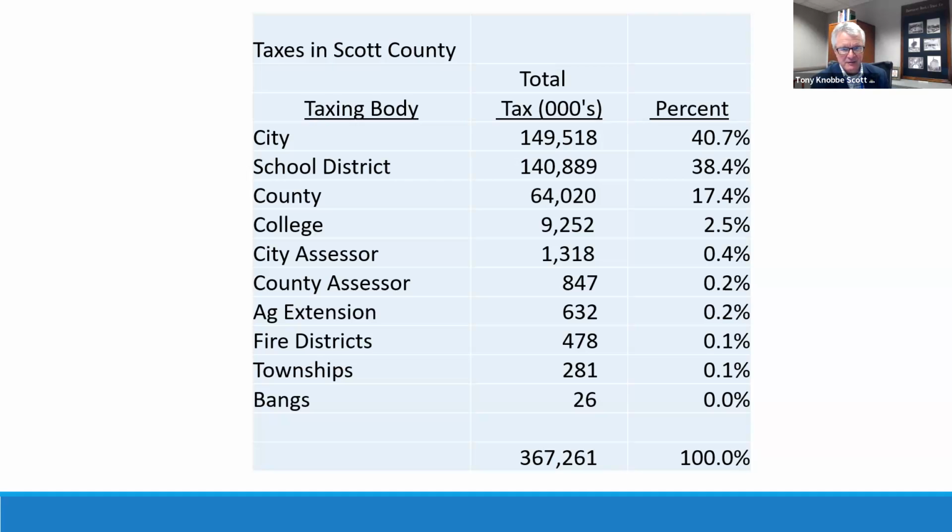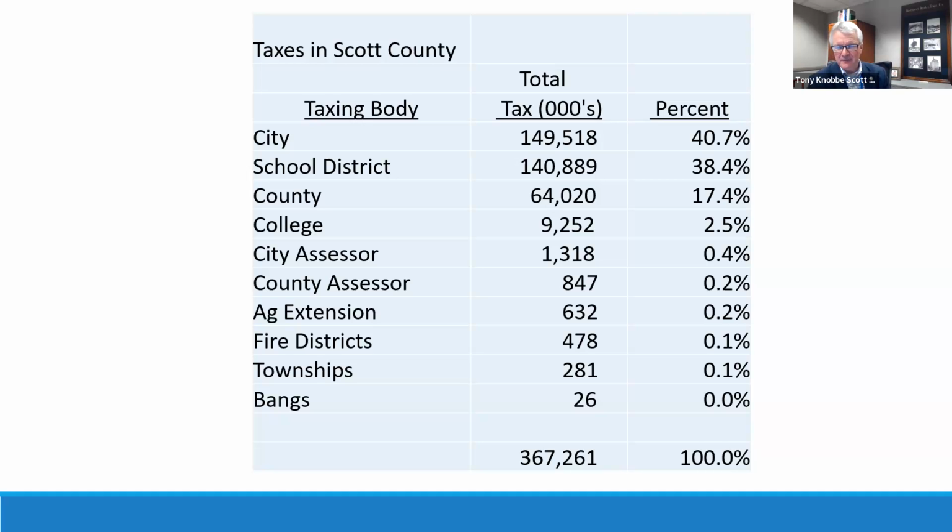Assessed values differ by neighborhood. So this is by no means reflective of any one person's breakdown on their tax bill, but these are totals for the county. So between the big three, the city, schools, and counties, there's almost about 97% of all the taxes you pay throughout the county. The rest, the community college, the assessor's offices, extension office, different districts, fire districts, water districts, whatever, make up that little bitty 2.5% to 3% of the rest of it.